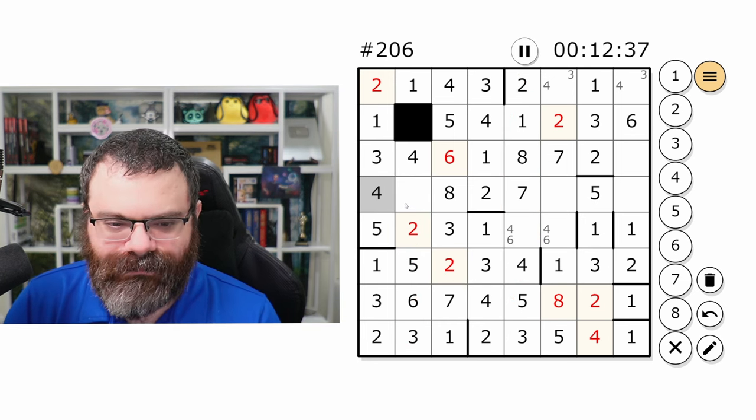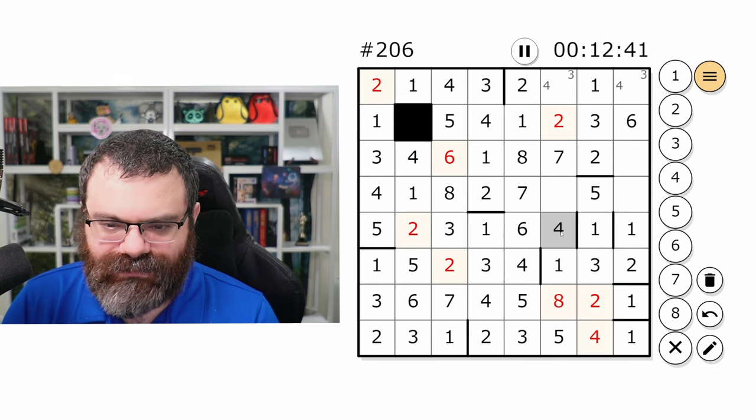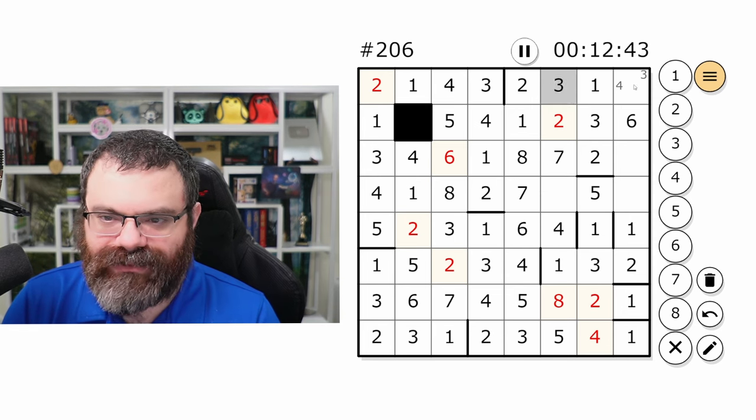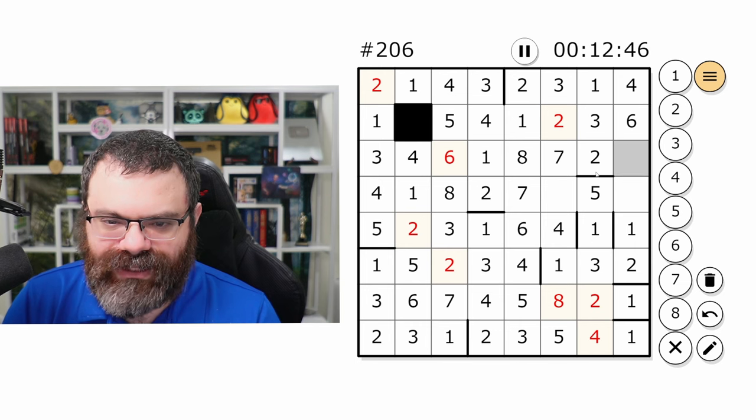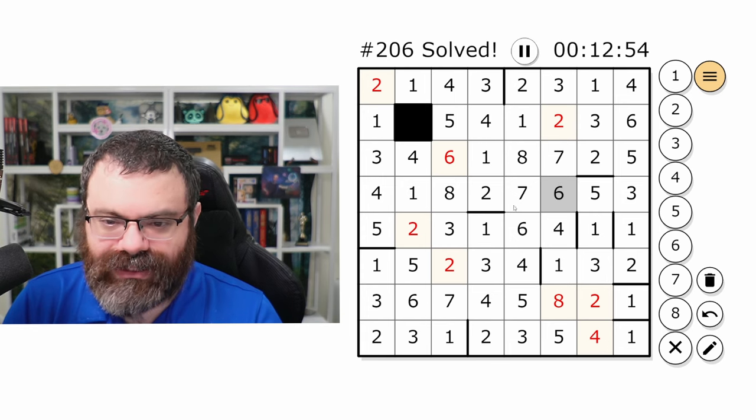That's 3 and 4. This is a 1. This should finish. Yeah, this is 6 and 4. That gives us the 3 and the 4. This row finishes with a 5. This column finishes with a 3. And this finishes with a 6, and we're done.